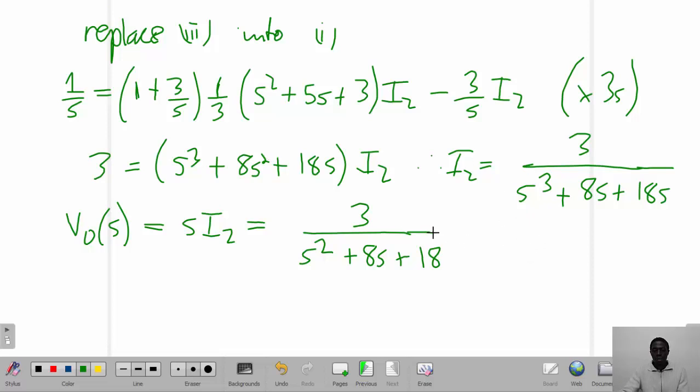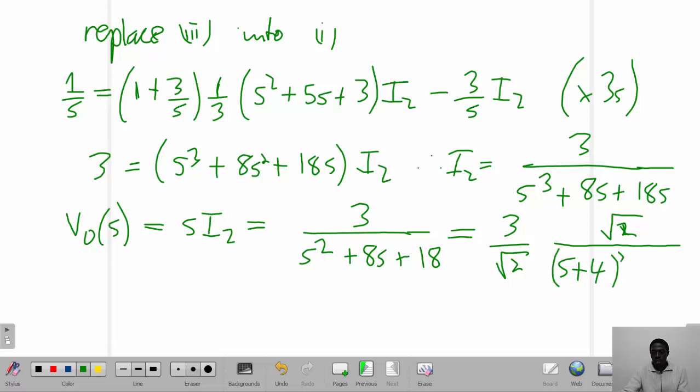So what we get now is this variable, which we now have to simplify to get our solution. So what we get here is 3 over square root of 2, and this multiplies by the square root of 2 over S plus 4 squared plus square root of 2 squared.